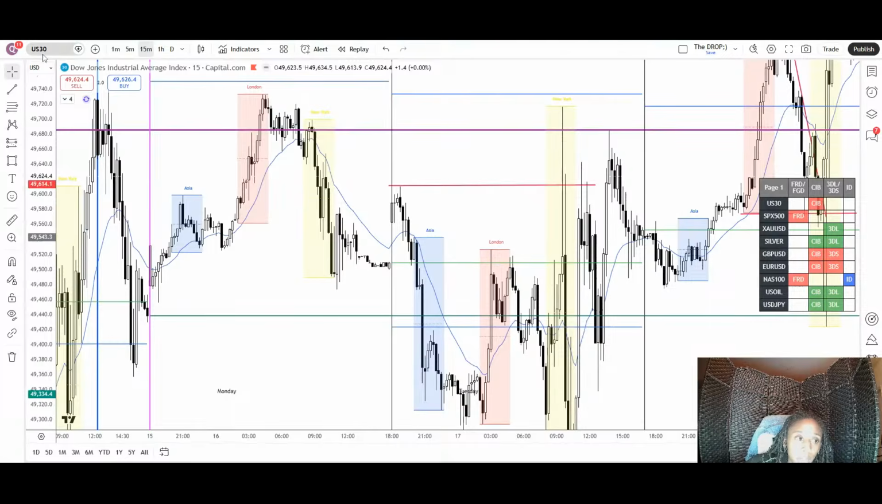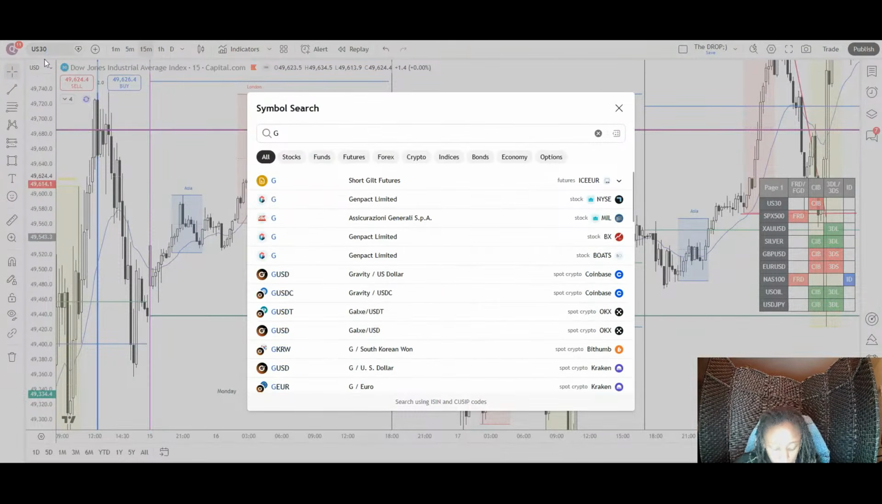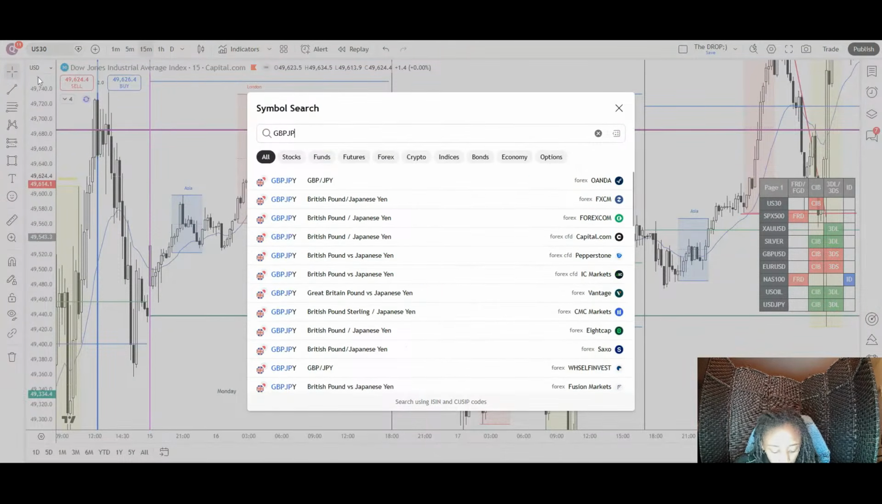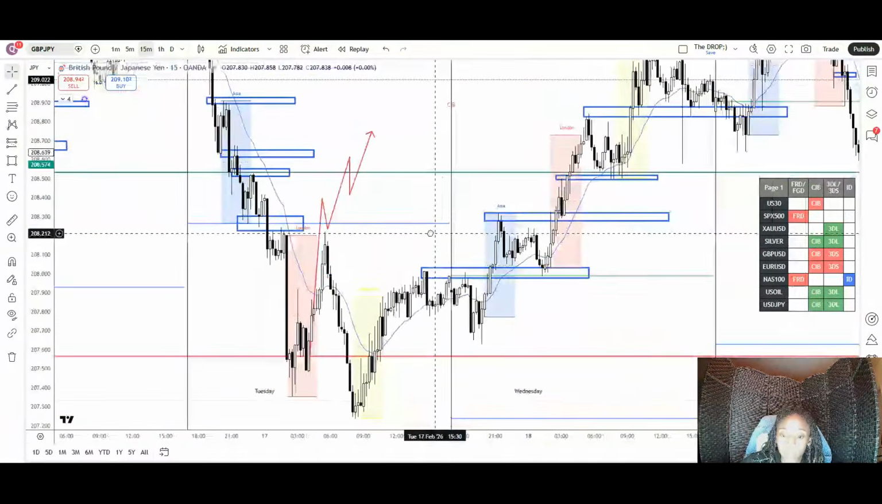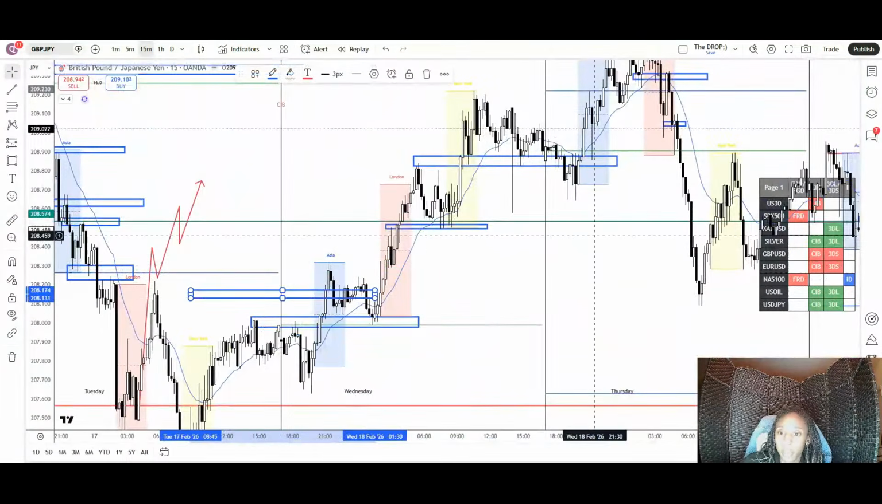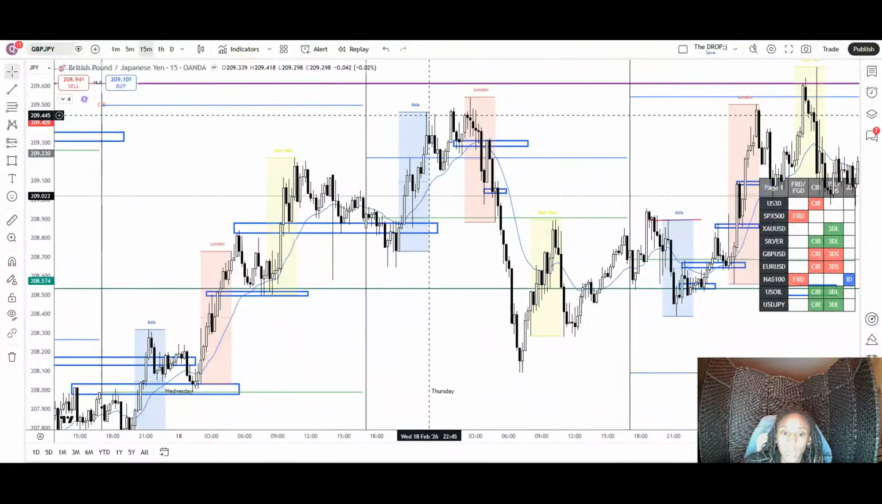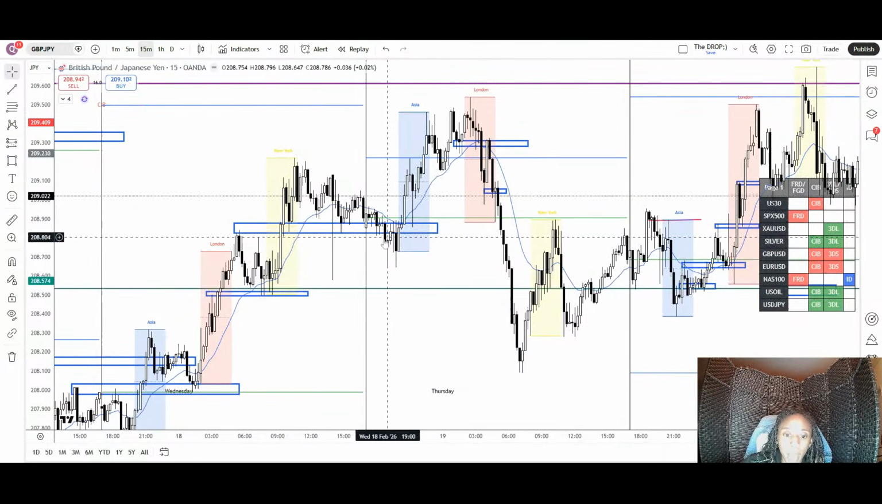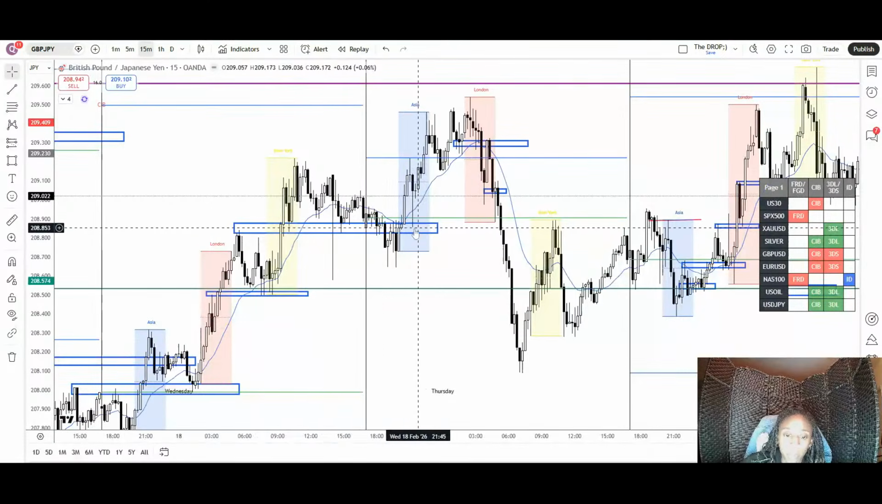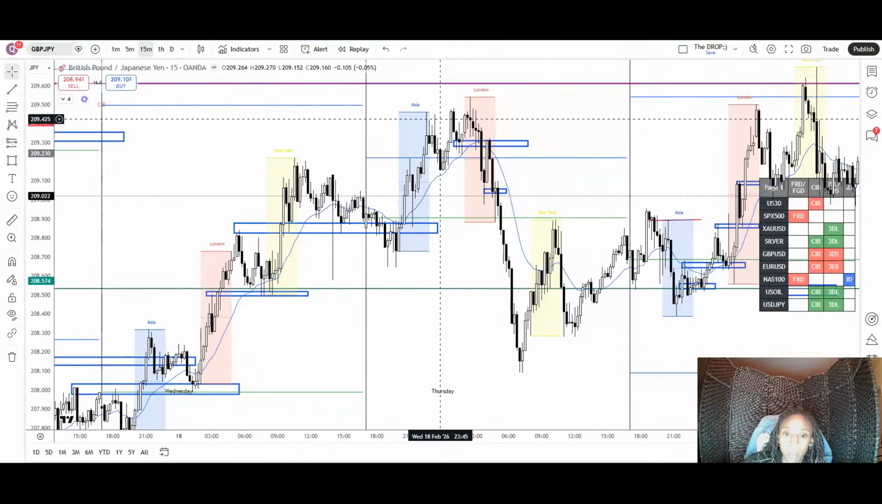I really like EJ and GJ. That's the pair. Look at it. I just like how they move. Clean, right? Even if you saw this, we broke out, we pulled back. Now we're creating support on top of resistance. You get your buy trade.